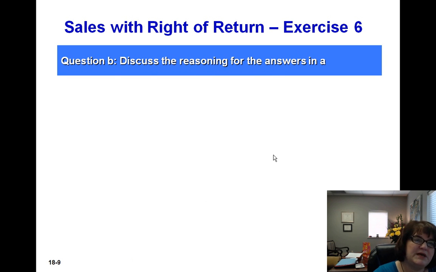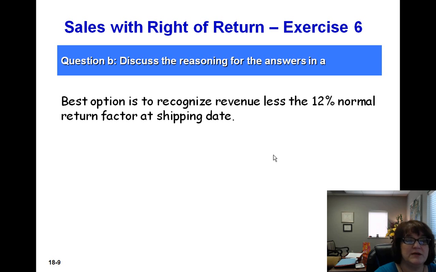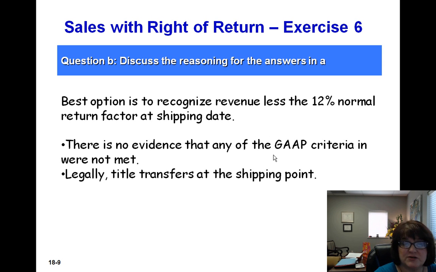All right, so question B asks, if those are your options, what do you think you're going to choose? I would say that your best option here is to go ahead and recognize revenue minus the 12% normal return factor at the shipping date. And here's why I think that's the best answer. There's no evidence that any of the gap criteria were not met, so I think the sale meets the criteria.